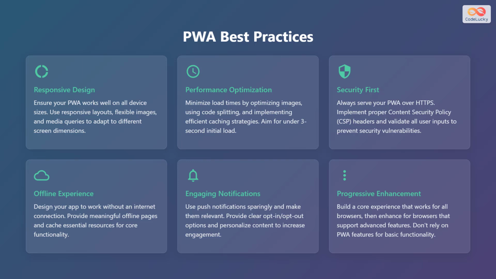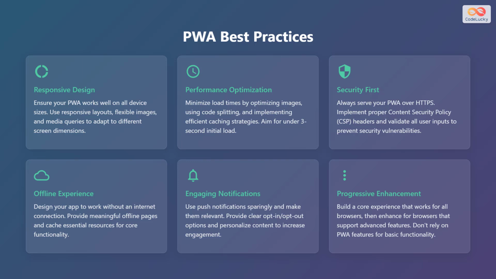PWA best practices. First, have a responsive design, ensuring your PWA works well on all device sizes. Use responsive layouts, flexible images, and media queries to adapt to different screen dimensions. Second, performance optimization. Minimize load times by optimizing images, using code splitting, and implementing efficient caching strategies. Aim for under 3 seconds initial load.